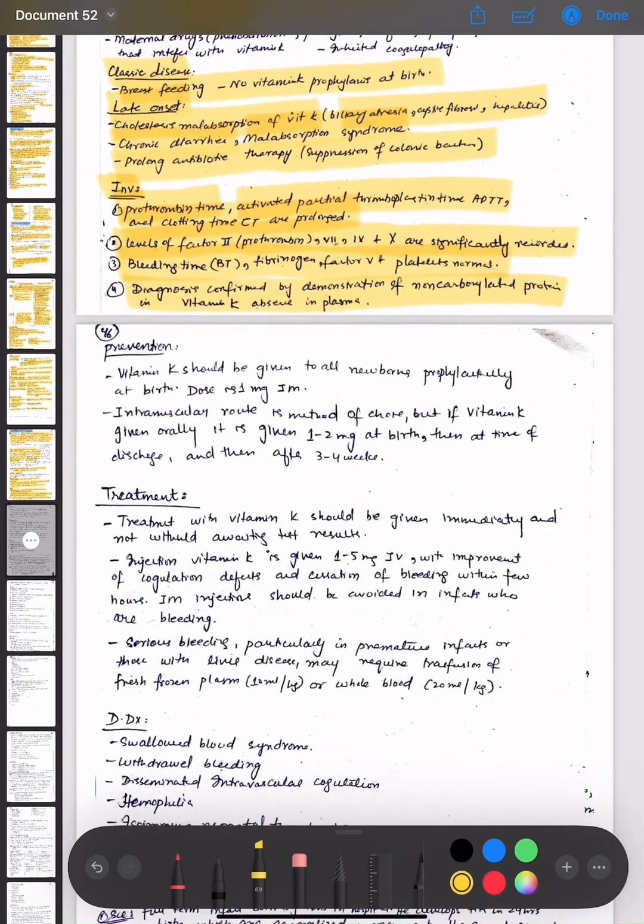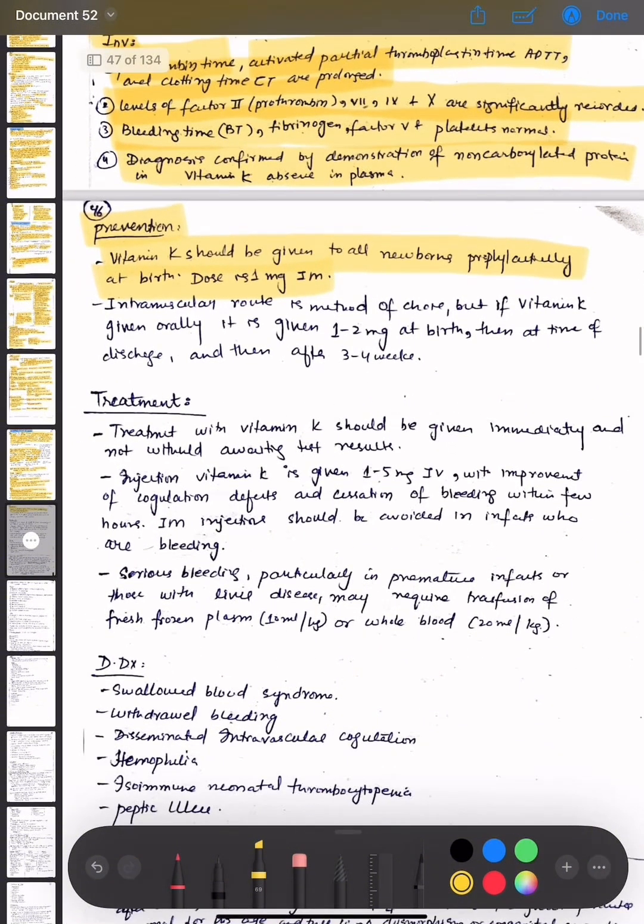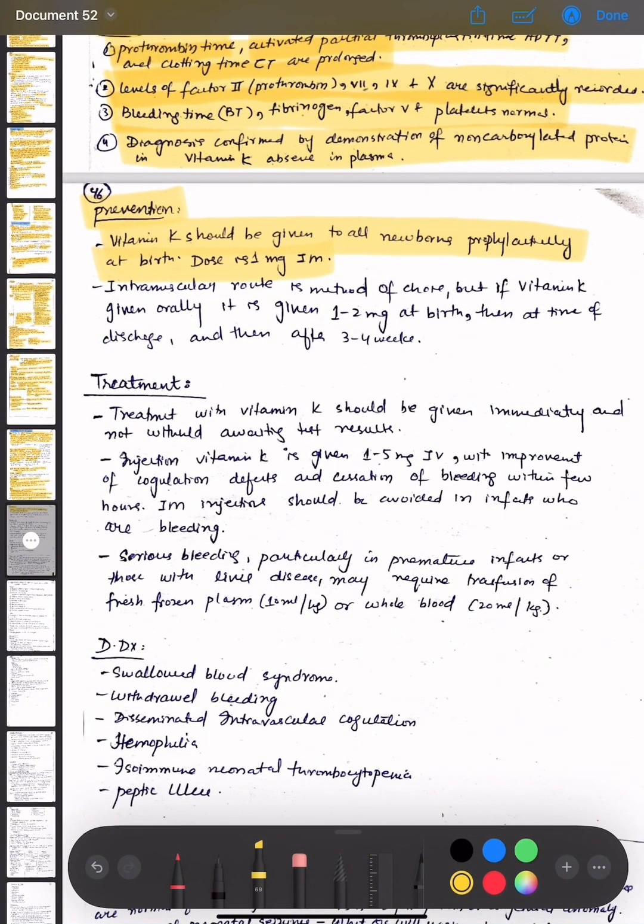Now, the prevention is that vitamin K should be given to all the newborns prophylactically at birth, and the dose is 1 milligram intramuscularly. Intramuscular route is the method of choice, but if vitamin K is given orally, it is given 1 to 2 milligram at birth, then at the time of discharge, and then after 3 to 4 weeks.